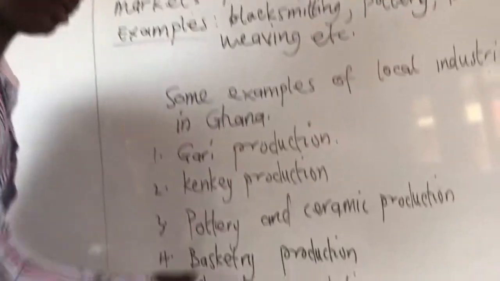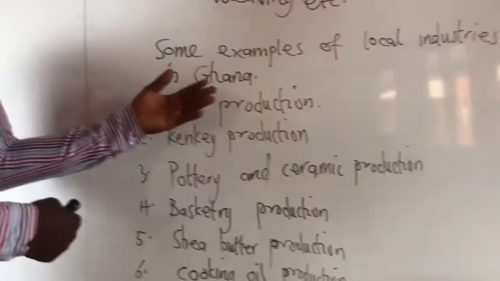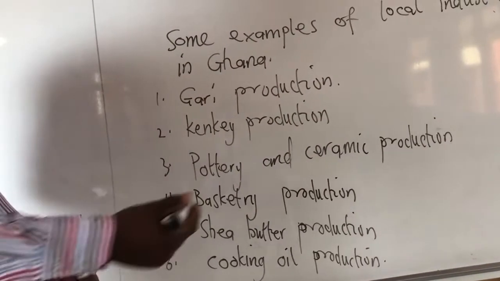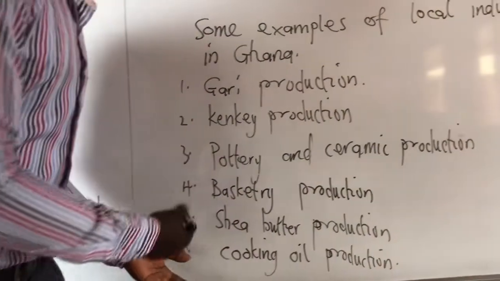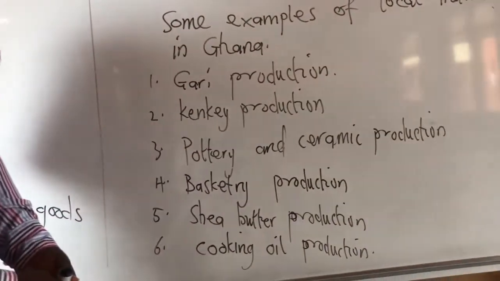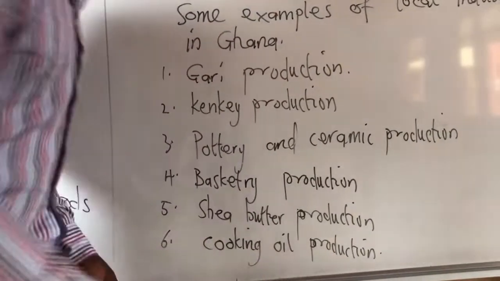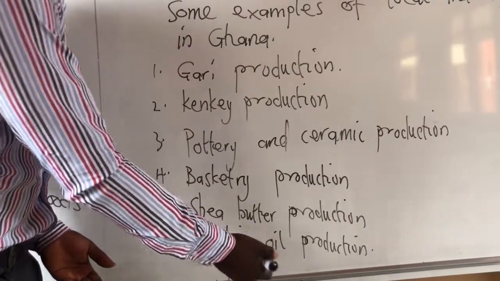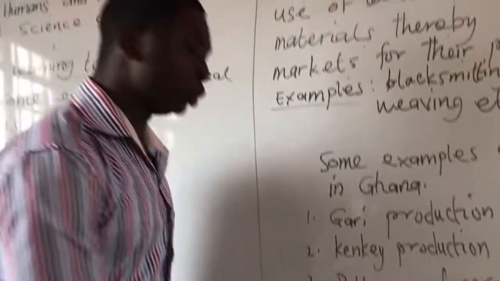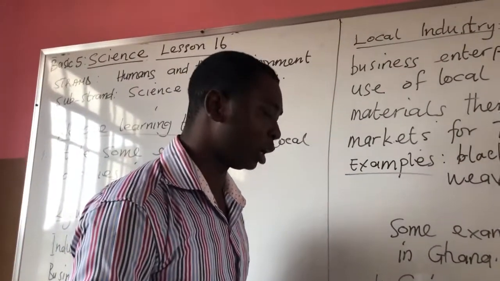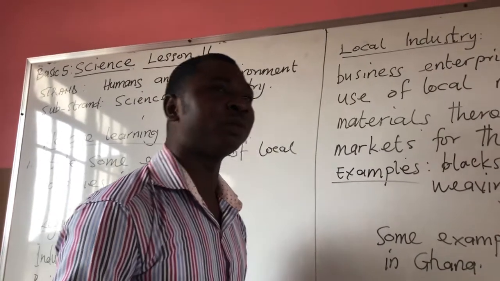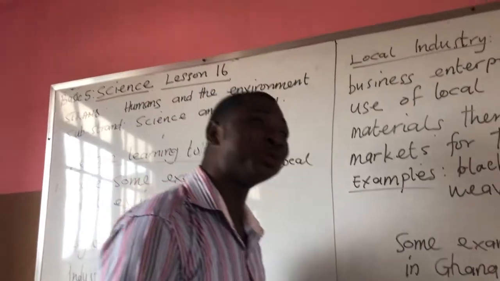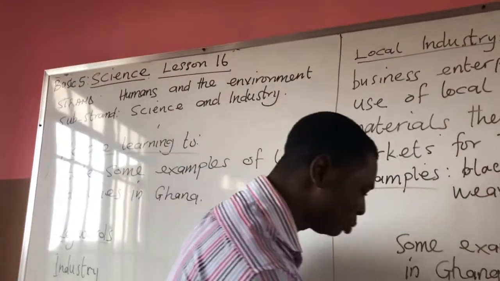Basketry production. When we go to some places like the Volta region and the Northern region, they are producing basketry for us. They form a group and produce those things. Shea butter production. In the Northern region, that is their main occupation. Cooking oil production. In some parts of Ghana like the Eastern region, they produce a lot of coconut oil and palm nut oil, which we use to fry our plantain, chips and to do our stew. It is produced by some group of people.